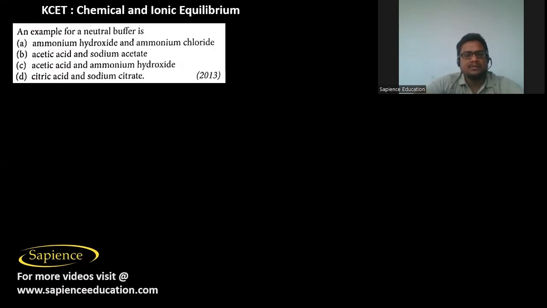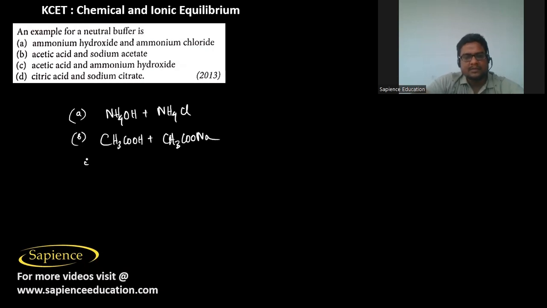Then here it is asked: an example of a neutral buffer is. In the first option we have ammonium hydroxide, NH4OH, and ammonium chloride, NH4Cl. In option B we have acetic acid, CH3COOH, and sodium acetate, CH3COONa. In option C, we have acetic acid, CH3COOH, with ammonium hydroxide, NH4OH. And in D, we have citric acid plus sodium citrate.